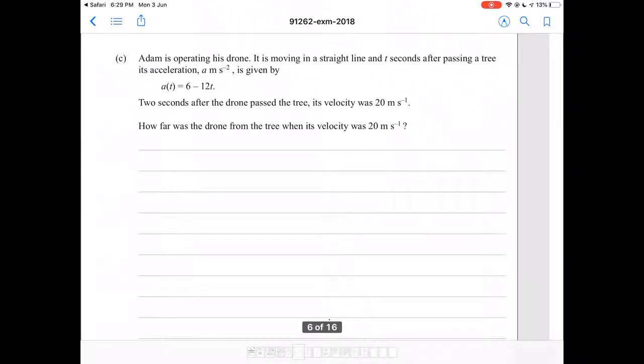Adam is operating his drone. It is moving in a straight line, and t seconds after passing his tree, its acceleration, a meters per second squared, is given by a of t equals 6 minus 12t. 2 seconds after the drone passed the tree, its velocity was 20 meters per second. How far was the drone from the tree when the velocity was 20 meters per second?